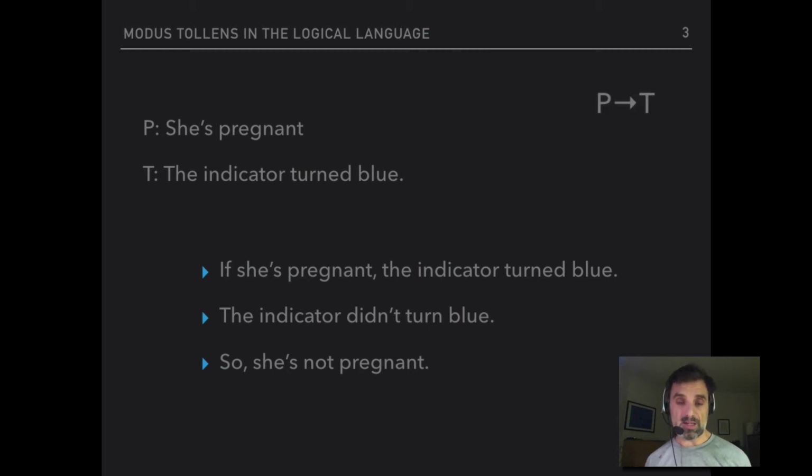The second premise is "the indicator didn't turn blue." So that's the negation of "the indicator turned blue." The indicator turned blue is T, so it's not T. The conclusion is "she's not pregnant," so that's the negation of "she's pregnant," which is symbolized by P, so not P. So there are our two arguments, and there they are symbolized.